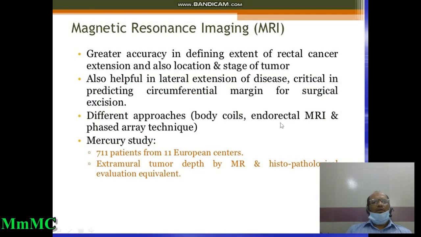Also helpful in lateral extension of the disease, critical in predicting circumferential margin for surgical excision. Different approaches: body coils, endorectal MRI, and phased array technique. MRI is very much useful in carcinoma rectum where there is recurrence. To detect the recurrence, MRI is very much useful.